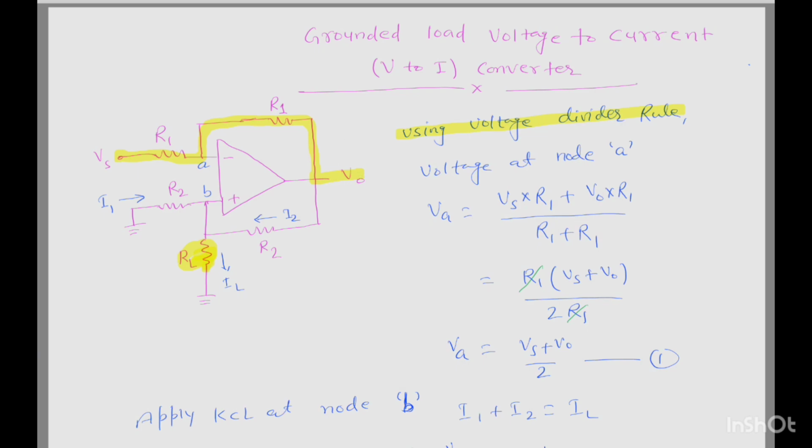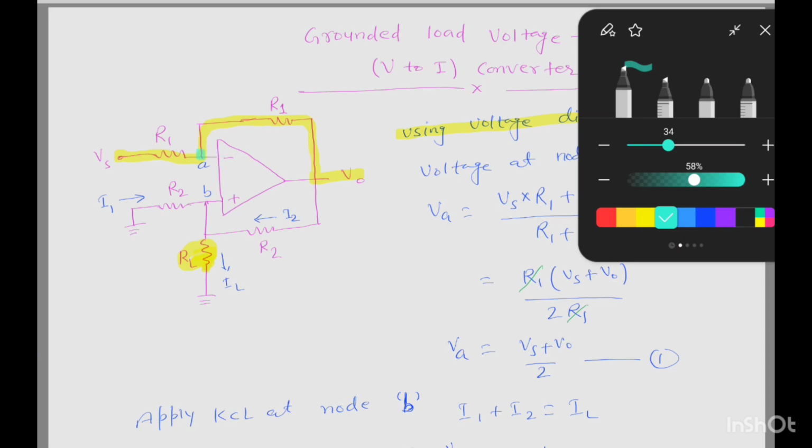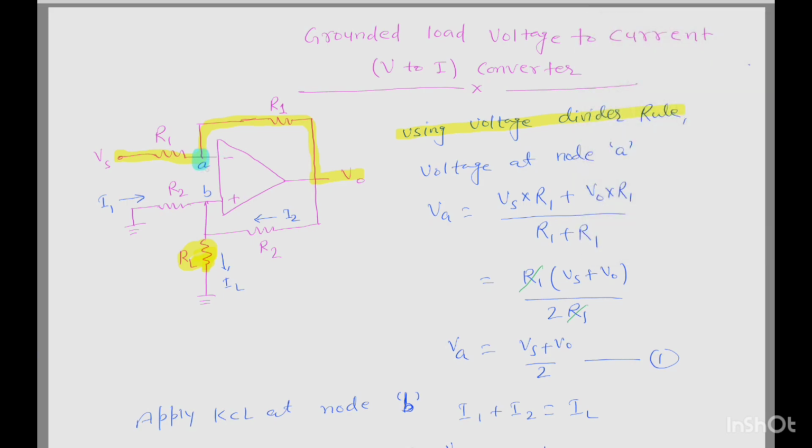Then we have to find the voltage at node A. The formula is Va equal to Vs into R1 plus V0 into R1 upon R1 plus R2. This is the formula for the voltage at node A for this circuit. Now Va equal to Vs into R1 plus V0 into R1 upon R1 plus R1.